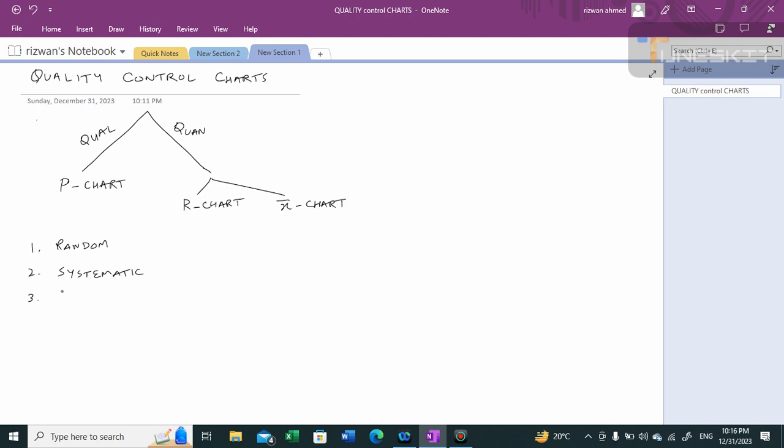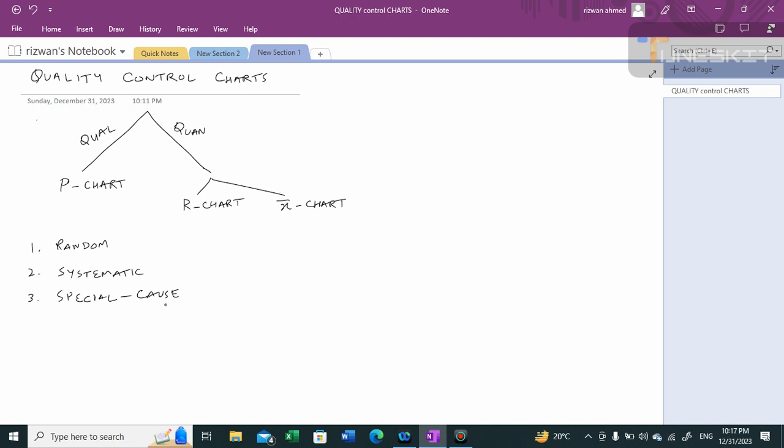Third type of variation is a special cause variation, and special cause variation occurs due to the factors that are beyond our control. For instance, some sort of natural disaster, a sudden or spontaneous incident that may disrupt the quality as well as quantity of the production process. For instance, a strike in a factory that may occur randomly, and that definitely stops the production process, whether it is manufacturing or service providing.